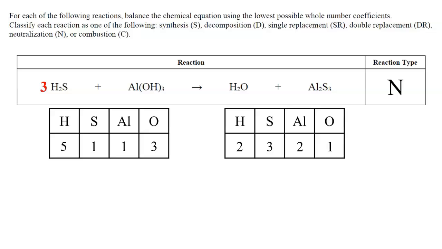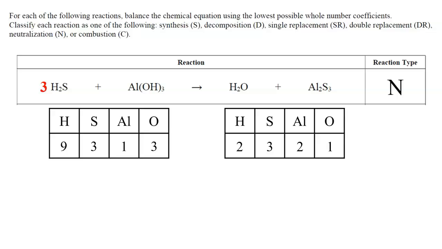formula, and this is going to change my number of sulfurs and my number of hydrogens. So my new total would be 9 hydrogens, 3 sulfurs, and I still have 1 aluminum and 3 oxygens. So why do I have 9 hydrogens on the left? Well, 3 times 2 gives me 6 hydrogens because of that coefficient of 3. And then there's another 3 hydrogens in that other chemical formula. So 6 hydrogens plus 3 hydrogens is 9. I'm not ready to balance the hydrogen just yet.